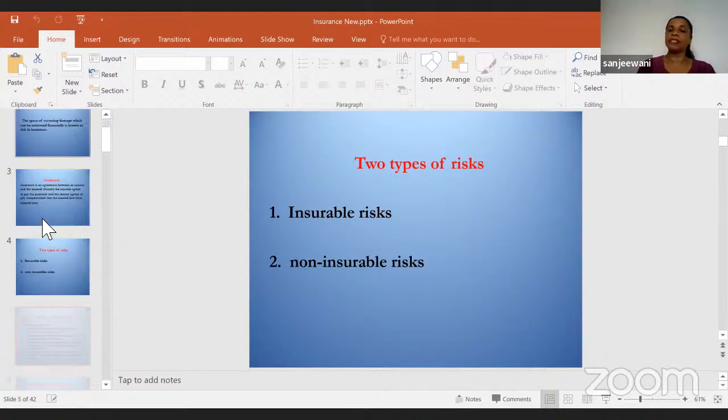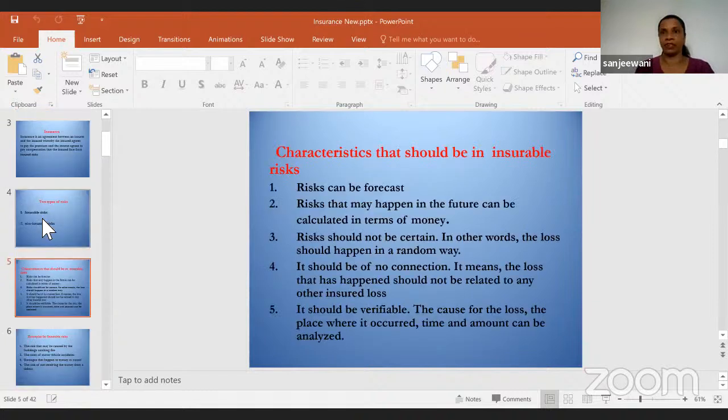Now we'll see what characteristics there are in an insurable risk. How do you know that these risks are insurable? These characteristics should be there. If it's an insurable risk, you can forecast. You know definitely that this might happen. It is a risk that may happen in future, and you can calculate it in terms of money. You can estimate that, for example the damage can be 50,000 or 500,000.